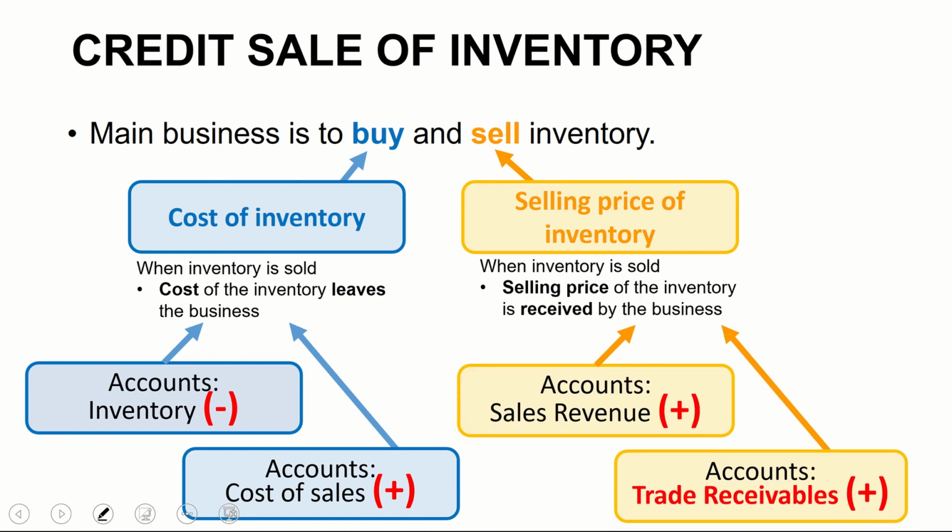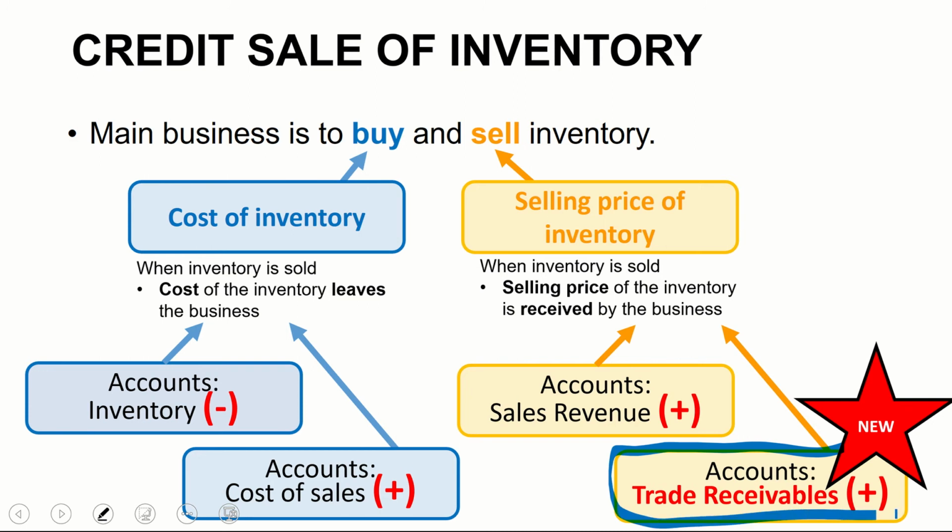When it comes to recording the transaction, there is no change in the accounts. All the accounts are the same. The only difference is the one with the big fat star. Instead of recording cash in hand and cash at bank increase, we will record a trade receivables increase. This is the only new thing. Everything else is the same as the previous section.